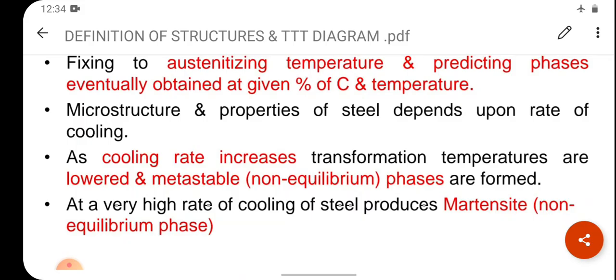Iron carbon diagram क्या था? Equilibrium phase diagram. It is also known as iron carbon equilibrium फेज डायग्राम. बट टीटीटी डायग्राम क्या है?